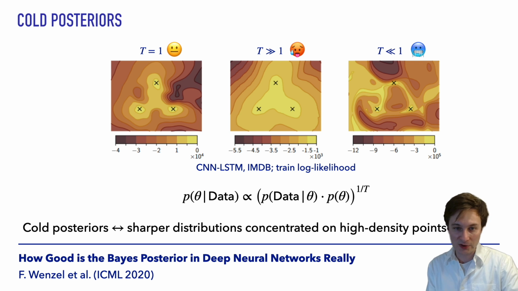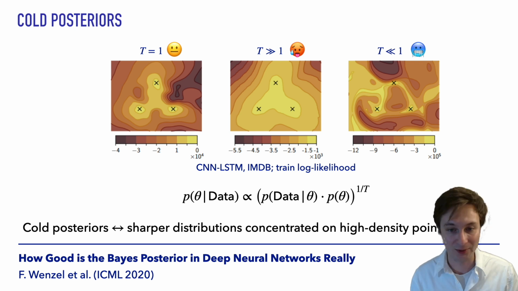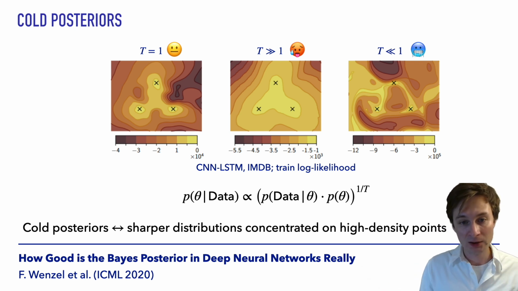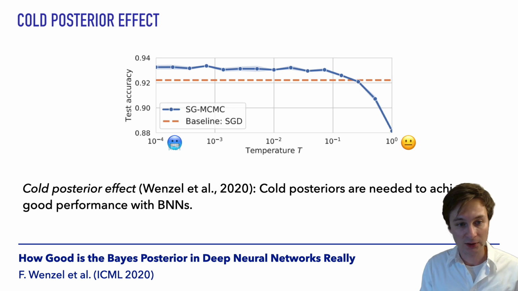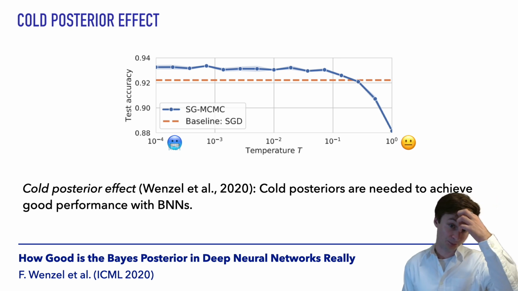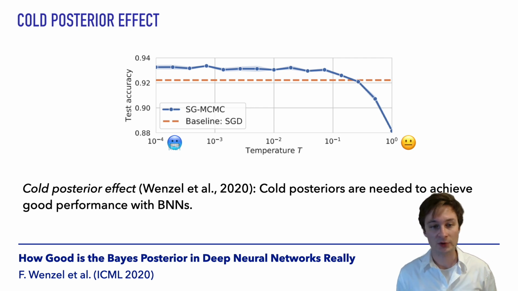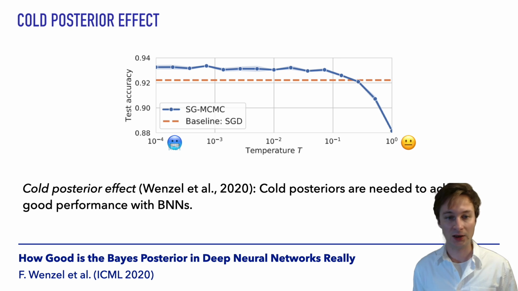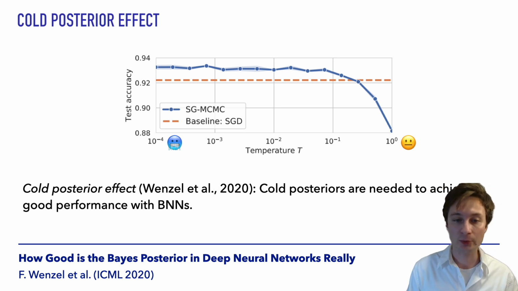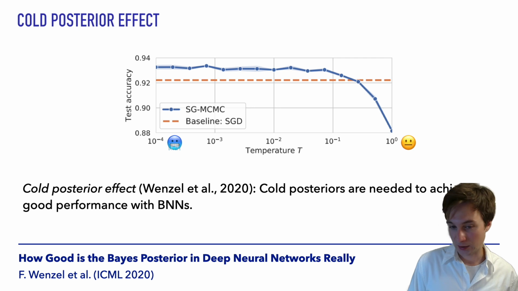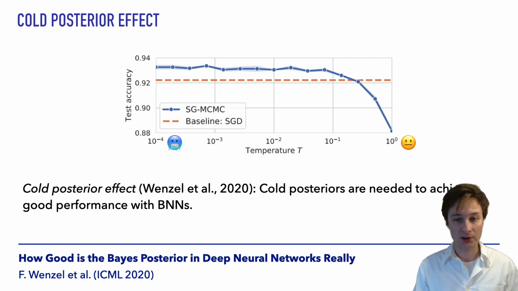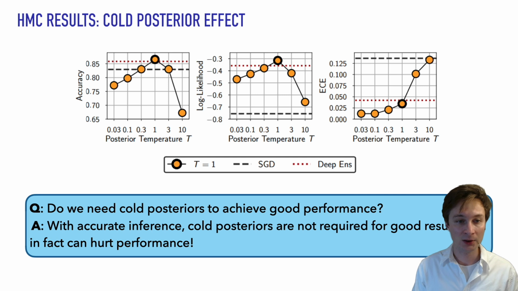Temperature 1 is the regular posterior, and temperatures above 1 correspond to less sharp, more dispersed posteriors. There was a result showing that for some settings and some approximate inference methods, Bayesian neural networks perform very poorly unless you apply this posterior tempering, and only the cold posteriors perform well. This can be viewed as a result that there is something wrong with Bayesian neural networks, because posterior temperature 1 is what Bayesian inference prescribes.